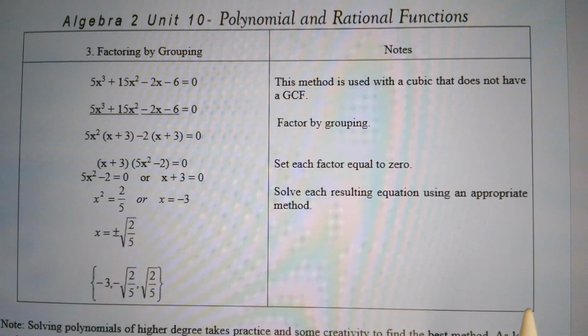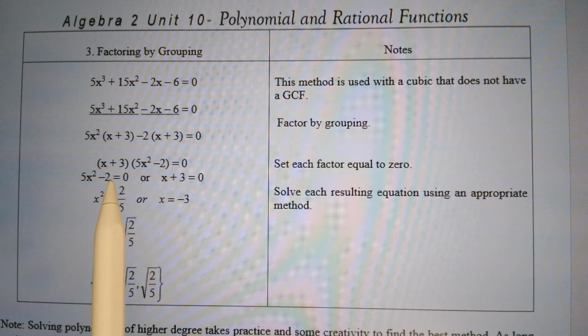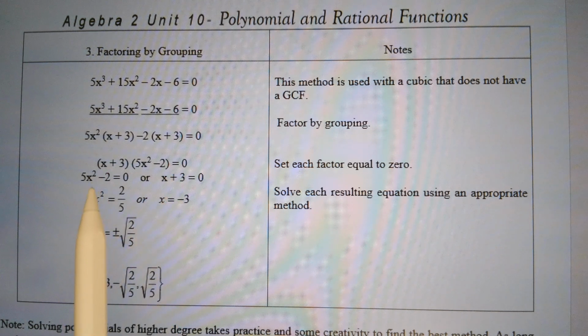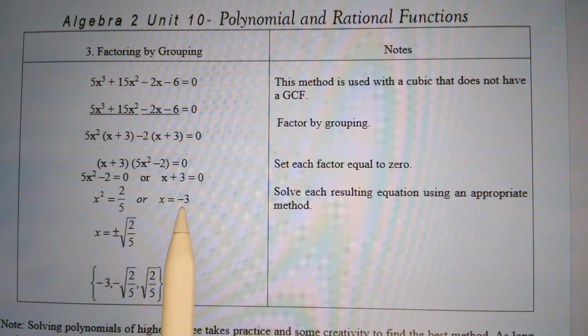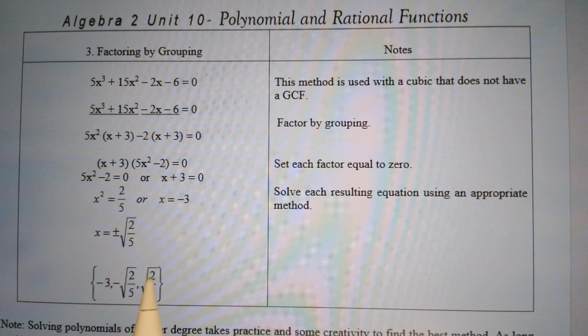Next, factoring by grouping. We've used this method before. So we have the 4 terms we split, and it ends up factoring into x plus 3 times 5x squared minus 2. Set each factor equal to 0. This incomplete quadratic, solving it for x, we get x is equal to plus or minus the square root of 2/5, and x equals negative 3 is our other solution. So again, the highest exponent here was 3. There were 3 real solutions.